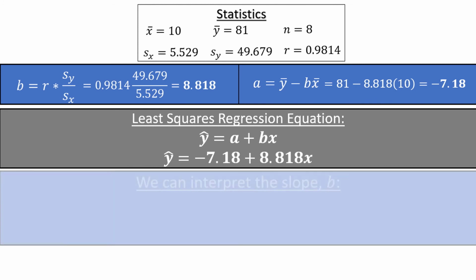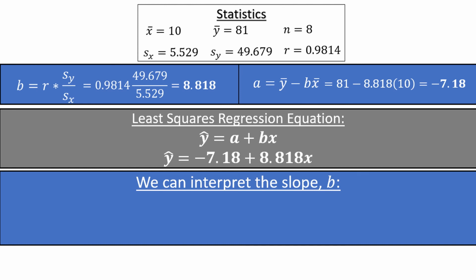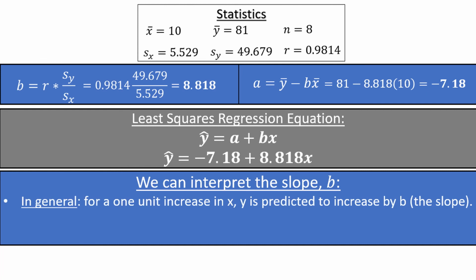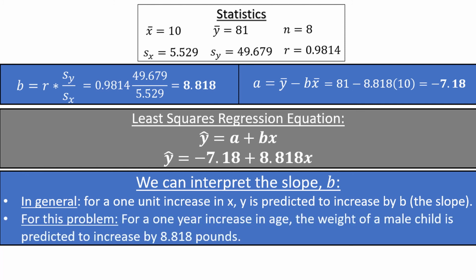One is to interpret the slope, which is the coefficient on x of 8.818. In general, the interpretation of the slope is that, for a 1 unit increase in x, y is predicted to increase by whatever the slope is. In our case, x is age and y is weight in pounds. So the interpretation of the slope is, for a 1 year increase in age, the weight of a male child is predicted to increase by 8.818 pounds.